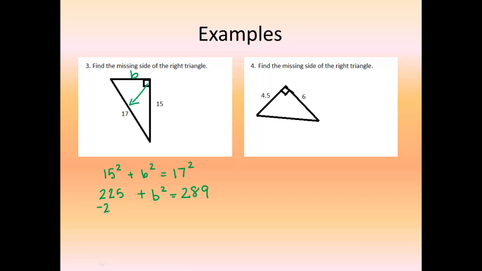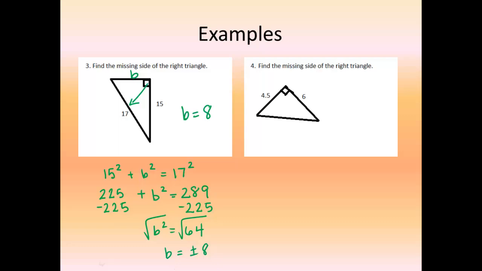So I'm going to subtract the 225 to the other side, and we get b squared equals 64. We'll take the square root of both sides, and b equals plus or minus 8. Of course, I don't want the negative one, so the missing side is 8.